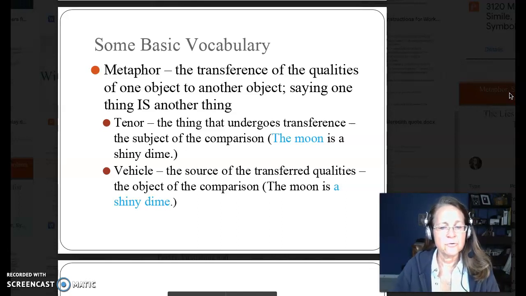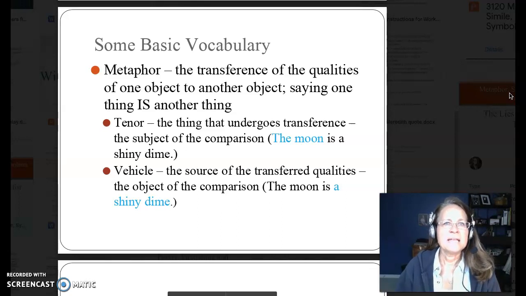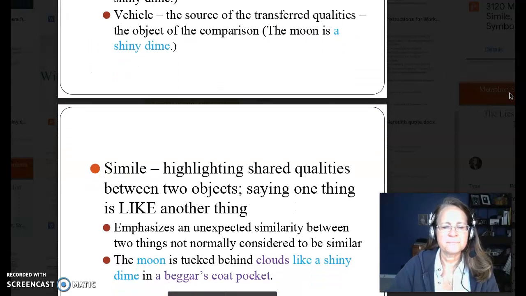Now, is it true that the moon is a dime? Of course not. It's a planet, and it's very far away, and it's much, much larger than a dime. But in the moment when this perception is expressed, the similarities outweigh the differences. And that's how we know that a metaphor works. Within the specific context of that poem or short story or essay, the similarities are stronger, more relevant, and more powerful than all of the differences that would distinguish those two things from one another.